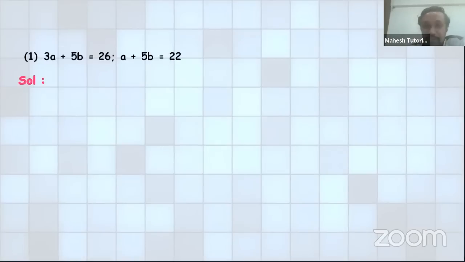Once again, we have been given two equations out here. The first one is 3a plus 5b is equal to 26. Which two alphabets are there in this equation, students? Perfect, a and b. And the second equation is a plus 5b is equal to 22. Can you tell me which two alphabets are there in this equation? A and B. Perfect. Now what the question says is they have provided us with the two equations and we are supposed to solve both these equations by using elimination by equating the coefficients.